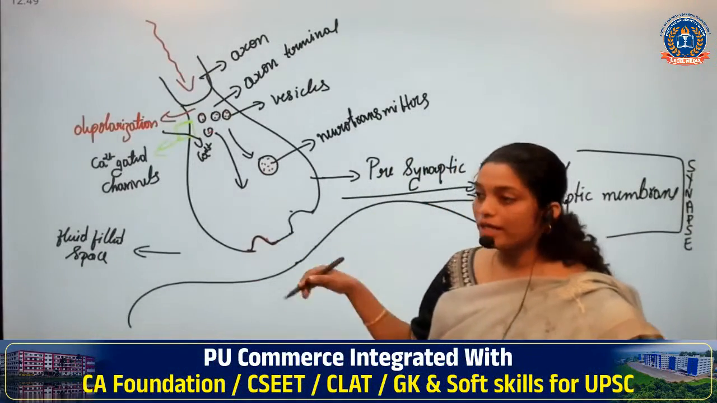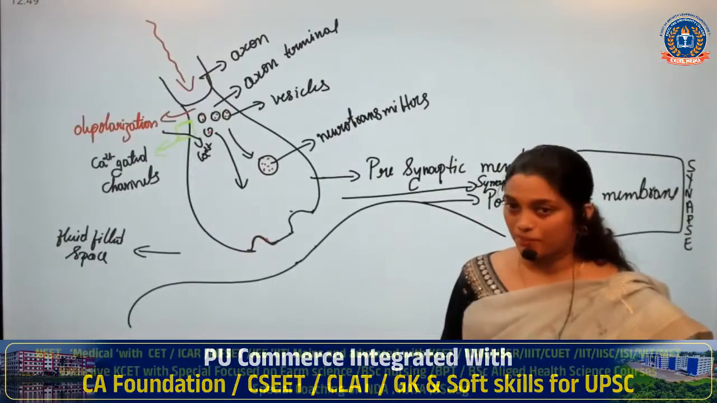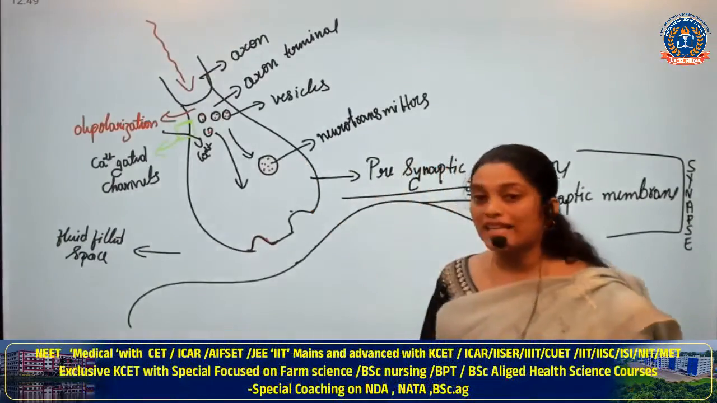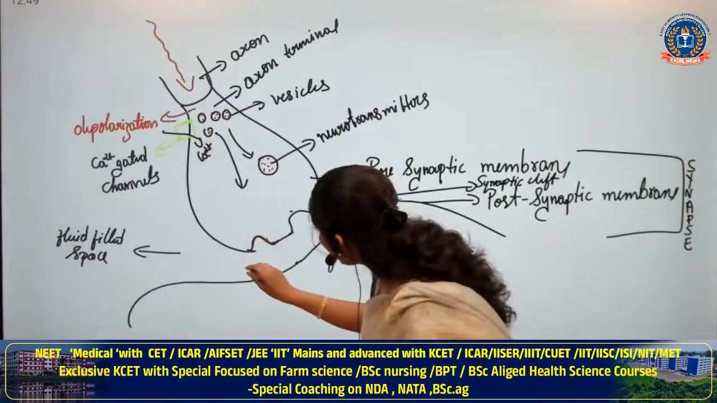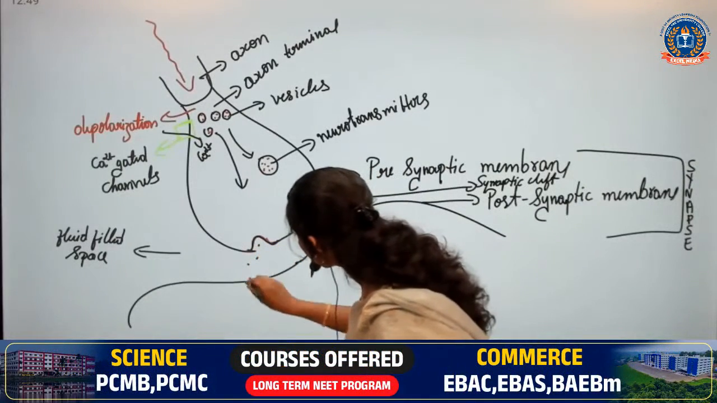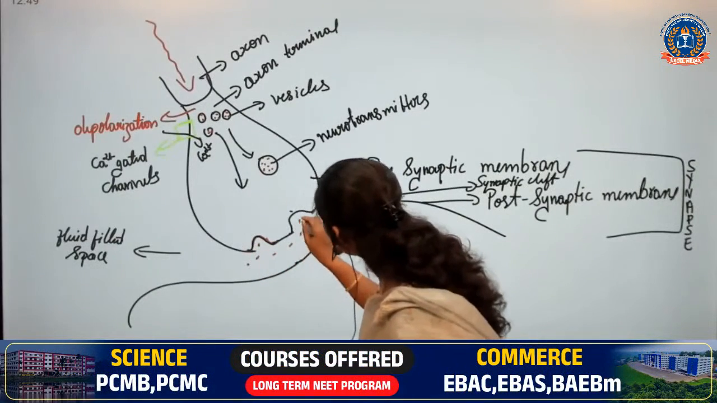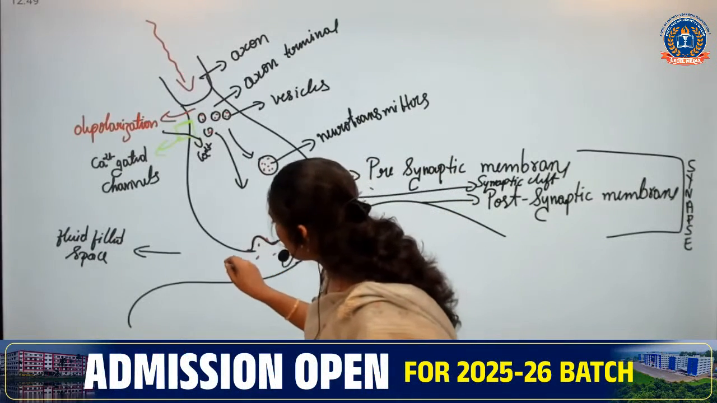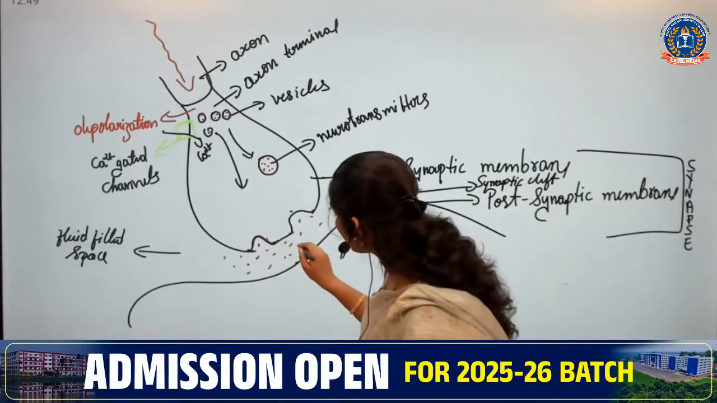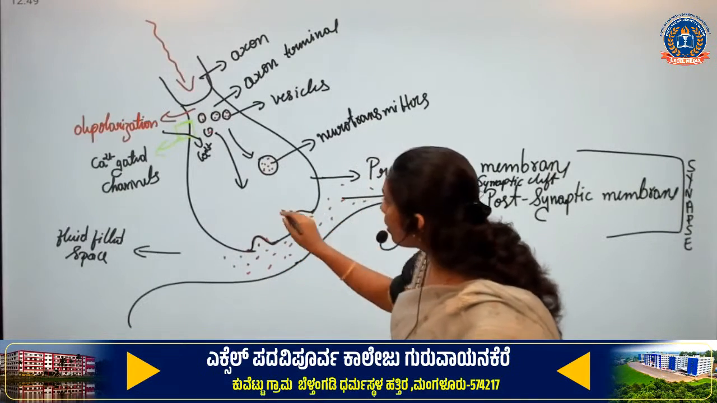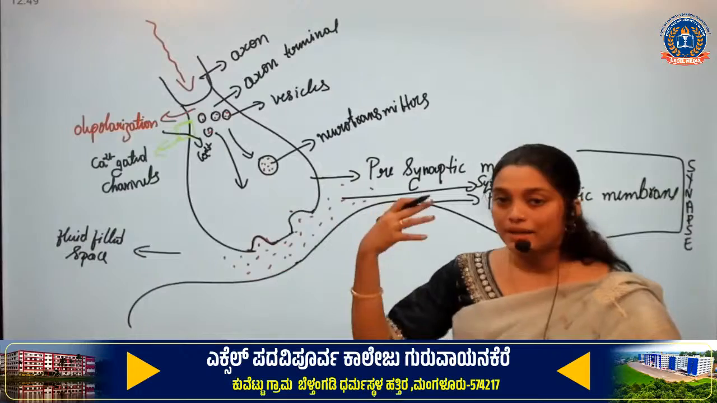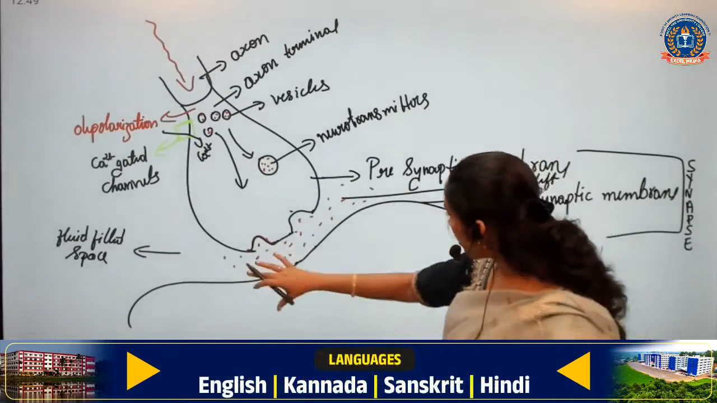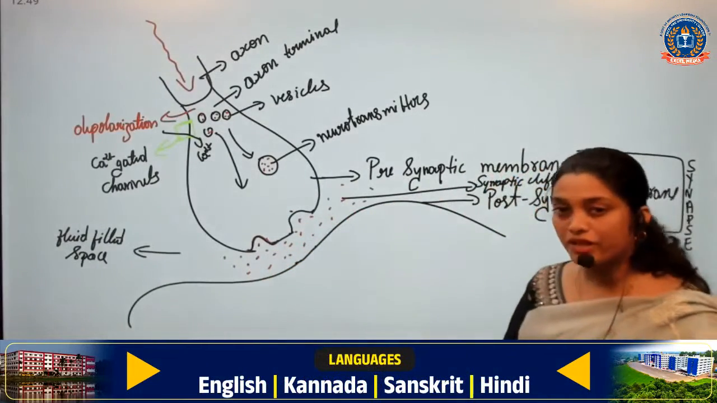Now when it comes and attaches to the presynaptic membrane, whatever neurotransmitter molecules were there are released to the synaptic cleft. Here a fluid filled space is present, that's called the synaptic cleft. All the neurotransmitters which were inside the vesicles are now put into this synaptic cleft region.